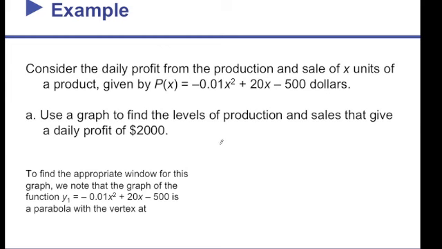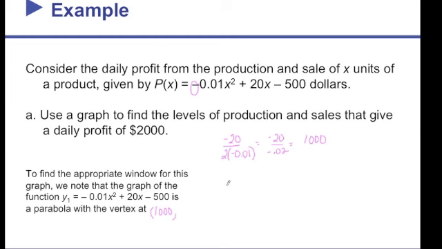Well, the x value will be negative b, so negative 20, divided by 2a, so 2 times negative 0.01. That'll give you negative 20 divided by negative 0.02. That comes out to equal 1,000. And this vertex we know, by the way, is going to be a maximum since this was a negative. So it's at 1,000, and now we need to find the y value.